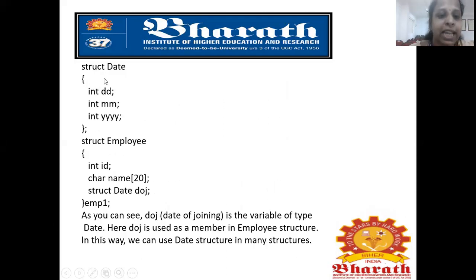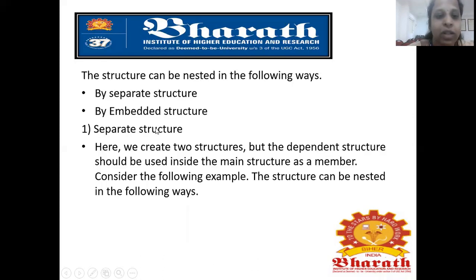So this is an example for a separate structure. The separate structures are nothing but date and the employee of a person. If I'm going to enter the details of a person, date is nothing but the date of birth, that is, the date on which the person was born, and the month and the year. After that, the employee details. So this is a separate structure and this is a separate structure. That is called a separate structure.